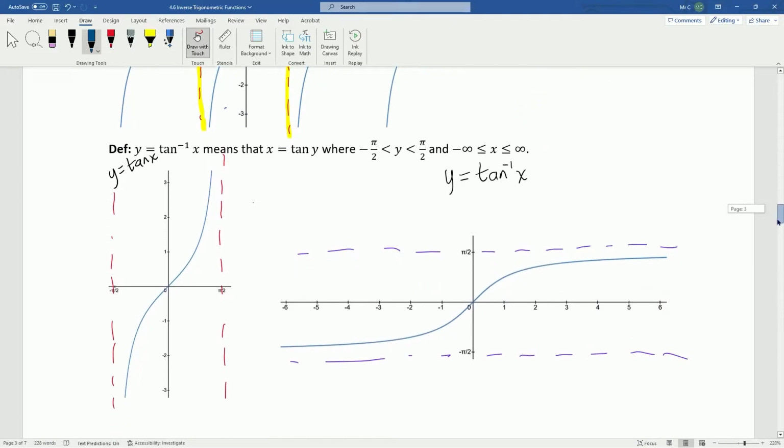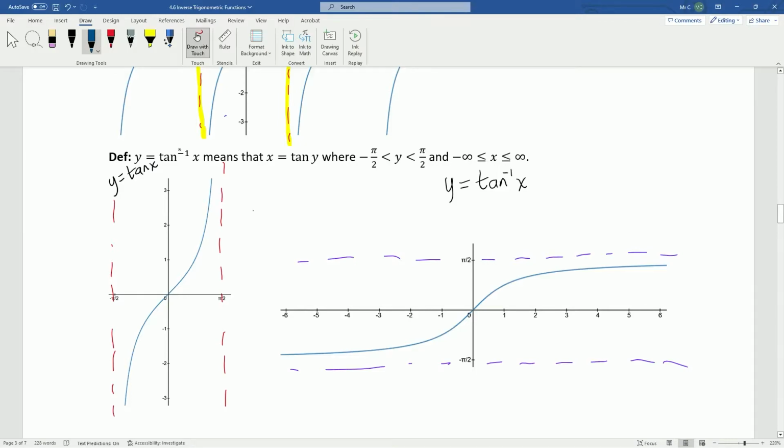So now, that allows us to define tangent inverse as y equals tangent inverse of x, means that x equals tangent inverse of y, where y is between negative pi over 2 and pi over 2, and x is between negative infinity and infinity.